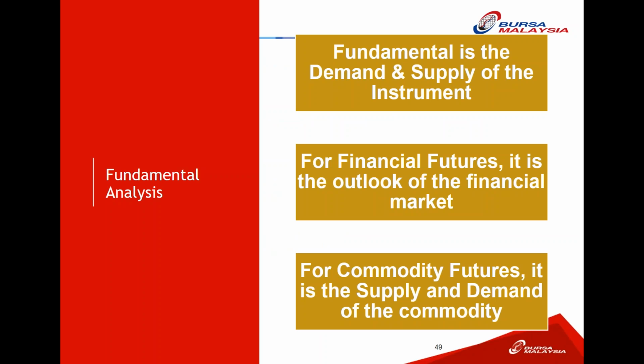So for example, fundamental analysis may consist of the demand and supply, which is the fundamental of all price action. Second, it could be the financial futures, which is the outlook of the financial market. Because if you see FBMKLCI going up, that means the stock market is actually going well, right? If you see commodity futures, CPO go up, that means the demand is actually high. If the price comes down, it could be either the supply is actually high or the demand is actually very low. So either way, it's all about fundamental analysis.